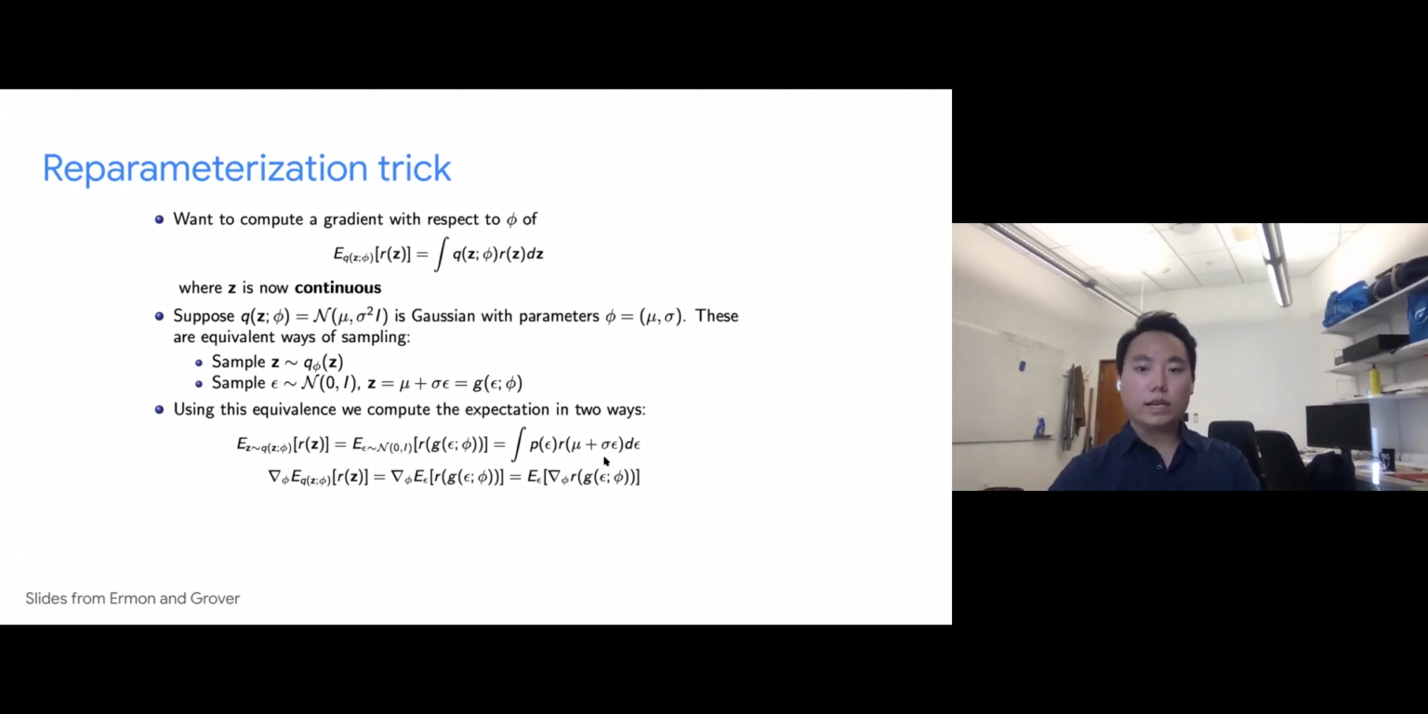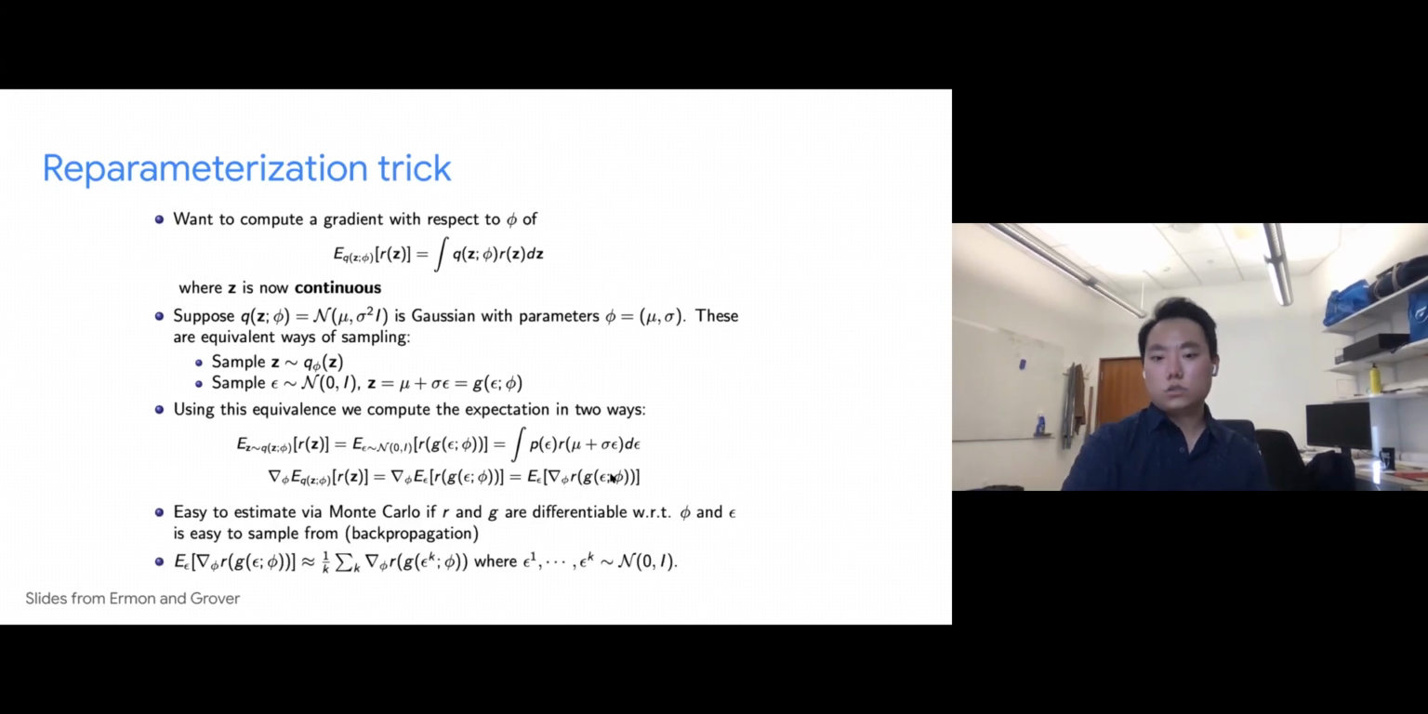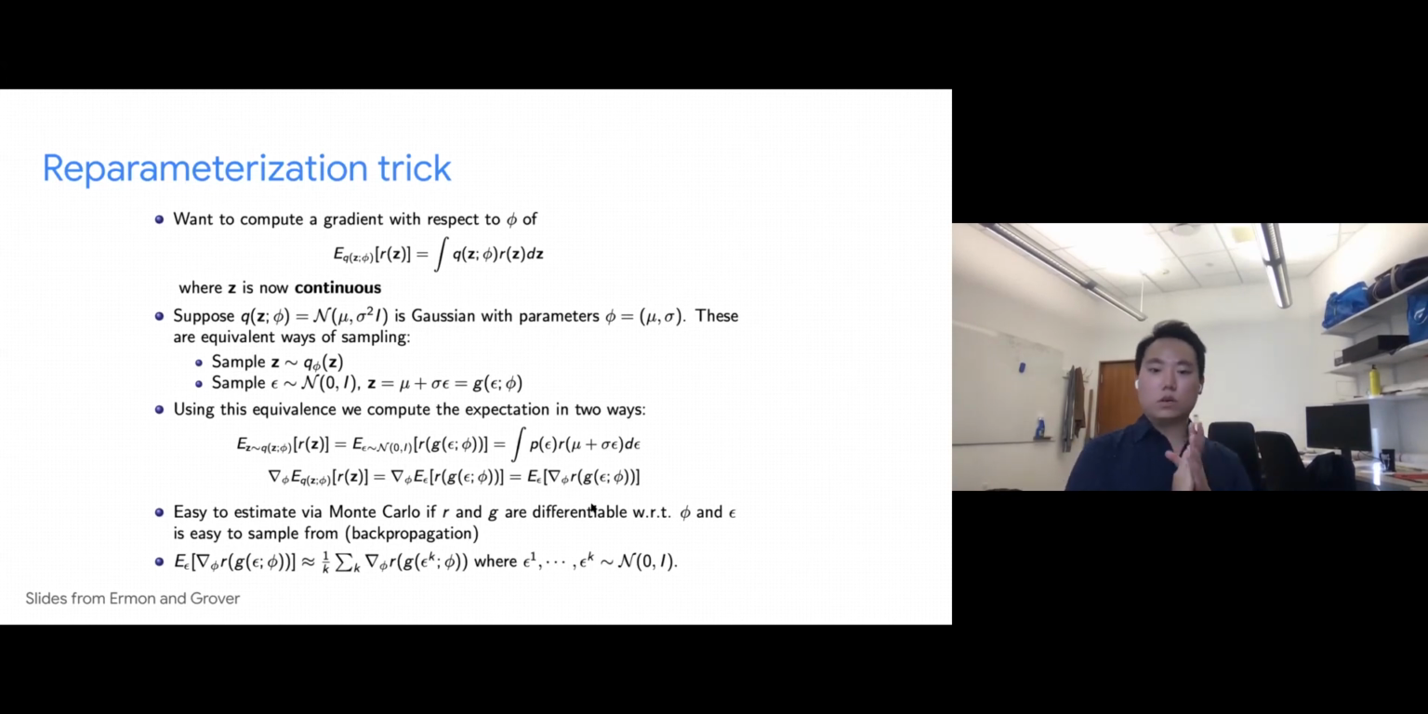So what's the benefit of that? The benefit there is that if you now want to take an expectation with respect to phi, you're going to convert it to an expectation over epsilon, of your function inside. And now this expectation over epsilon no longer depends on phi. So you can move your gradient with respect to phi into the expectation. And it's only this thing inside the expectation, the function r and g, that depend on phi. So this term is now easy to estimate by Monte Carlo.